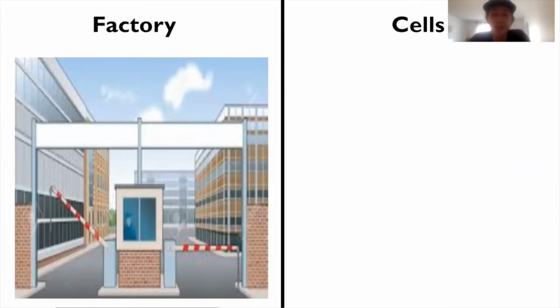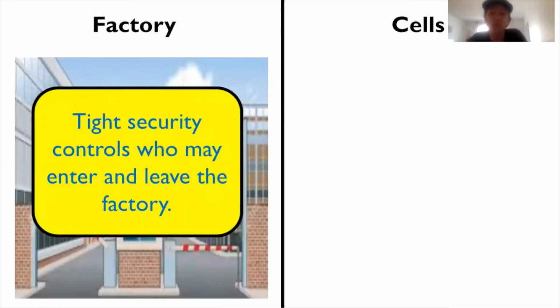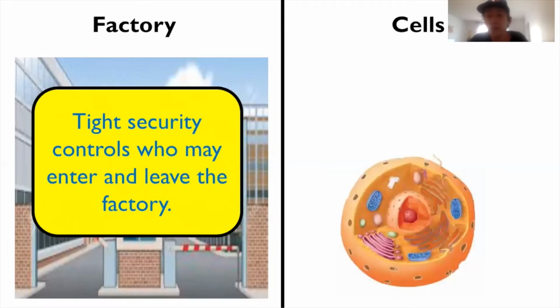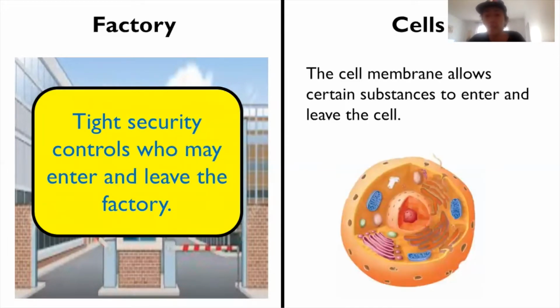In a cell, it's kind of the same idea as having tight security. Who can control who can enter and who can leave? In a cell, not just anything can come in the cell. So there's a membrane here that runs along the outside, this thin little layer.